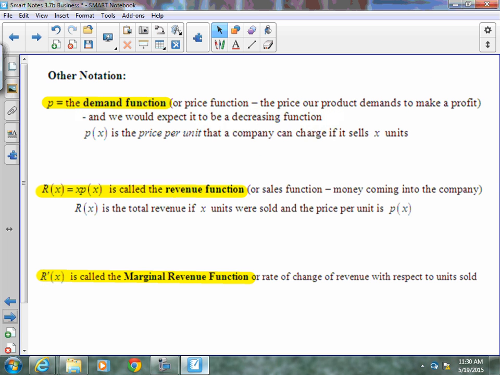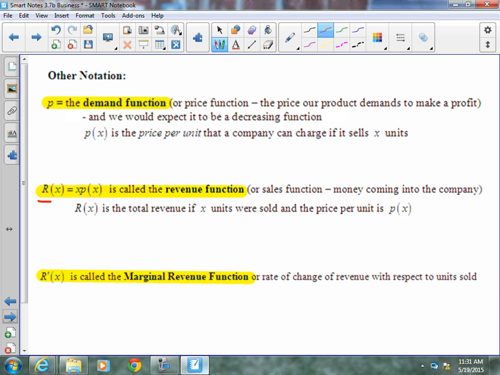On the back, we're going to talk a little bit about making money. The front was all about how much it costs. The back is making money. First of all, little p is the demand function, sometimes known as the price function, and we would expect it to be a decreasing function. If there's high demand, lots of people want it, hopefully the price for each one can go down if you're buying in large quantities.